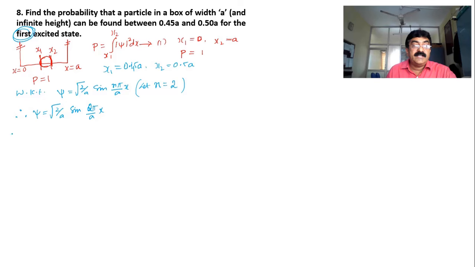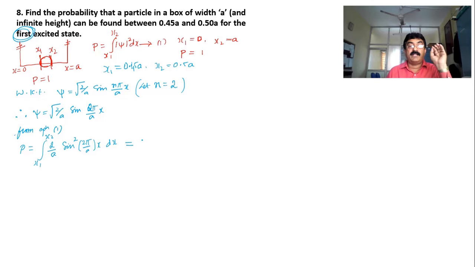Okay, now consider the probability equation. So substitute from equation 1. P is equal to integral of psi squared. Psi is root 2 by a, whole square is 2 by a into sine square 2 pi by a x into dx. Of course, the limits are from x1 to x2. Till here one step. Now onwards it is pure mathematical operations. You have to integrate it using your mathematics knowledge.